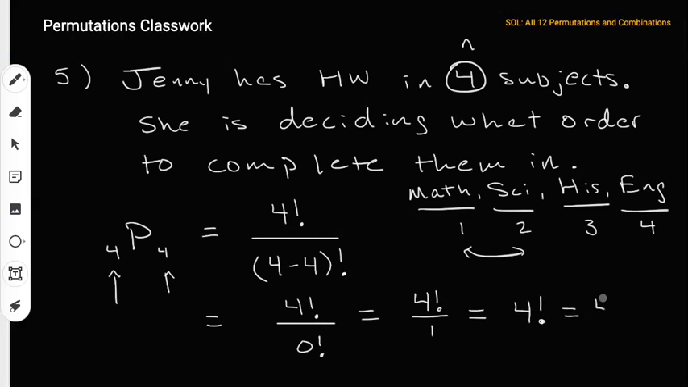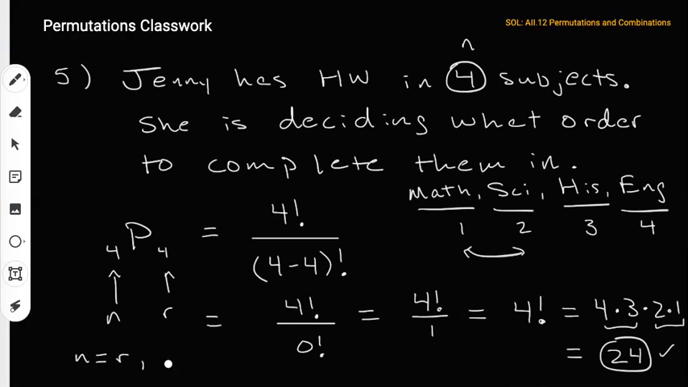Now, as you know, 4 factorial is 4 times 3 times 2 times 1, and all that is going to be equal to 12 times 2, which is 24. So that's 4P4, which is actually equal to 4 factorial, which is equal to 24. And in fact, whenever you have the n number being equal to the r number, that means that n permutation r is going to be n factorial.